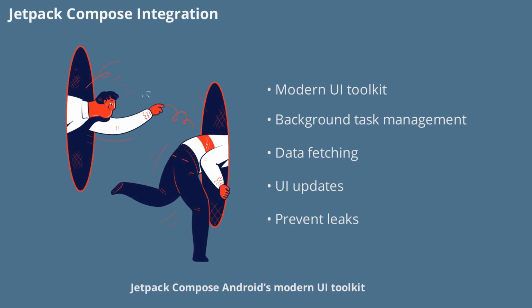Jetpack Compose, Android's modern UI toolkit, integrates seamlessly with coroutines. Coroutines manage background tasks, fetch data, and update UI components in Compose. Using CoroutineScopes tied to Compose components ensures tasks are canceled appropriately, maintaining UI responsiveness and preventing leaks.